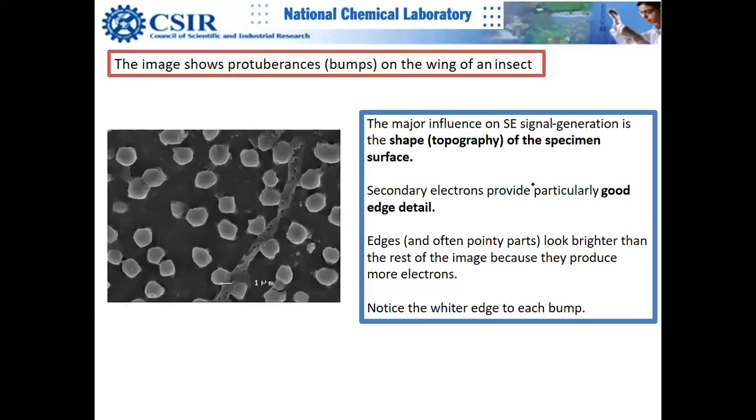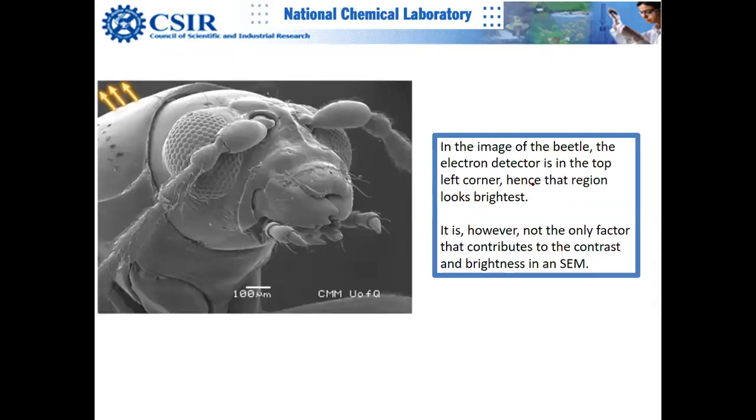And this image shows you protrusions or bumps from the wing of an insect, and again you can see a lot of interesting detail from those beautiful areas. And this is an image of a beetle, and you can see that the electron detector is somewhere there, near these golden arrows. That's the reason the belly of the insect looks darker and the back looks brighter.